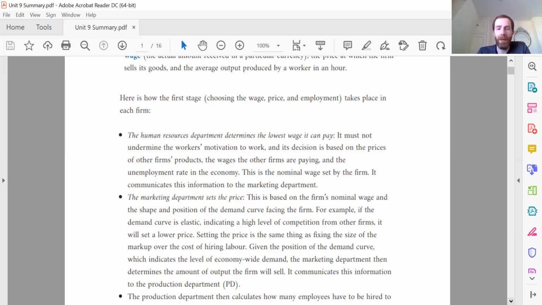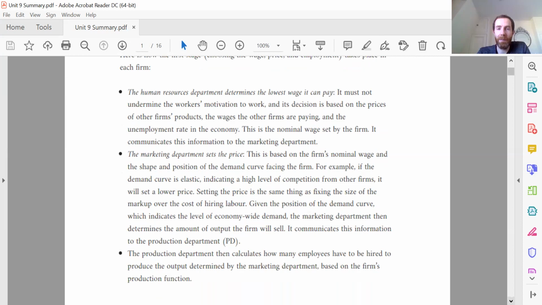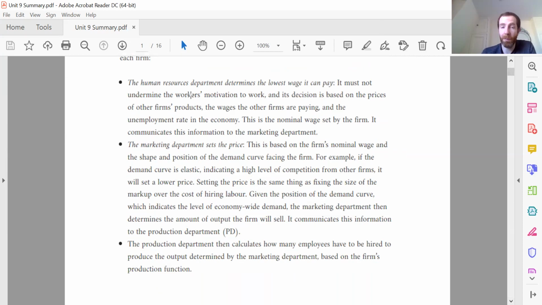So we split up these stages into three different departments. We imagine that the first department is human resources. And their role is to figure out what is the lowest wage that they can pay workers that will lead to the workers accepting jobs, but then also putting in effort. So they want to figure out how to pay as little as possible to get acceptance of the job and to get effort.